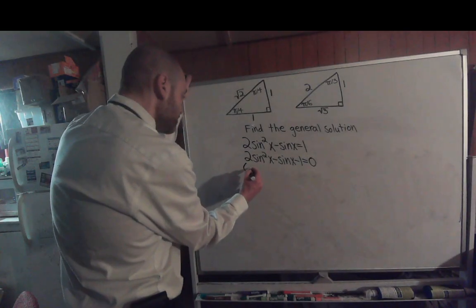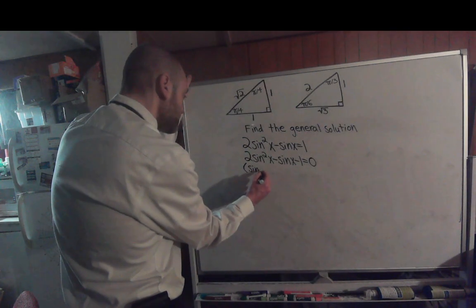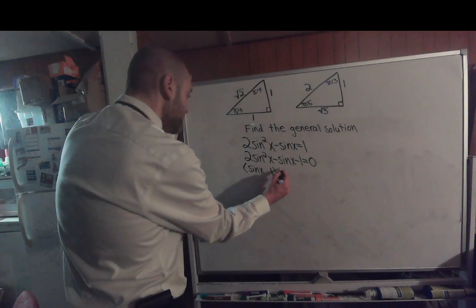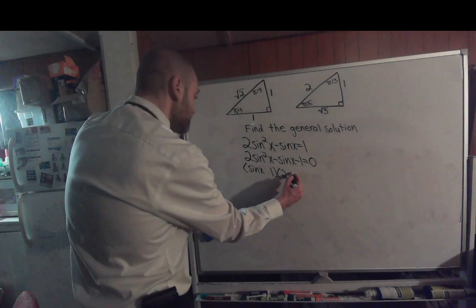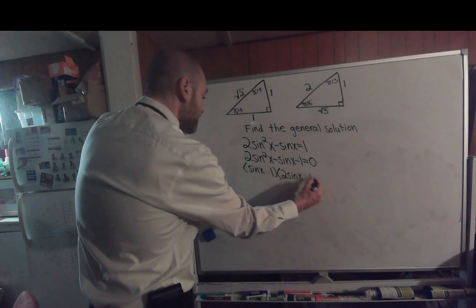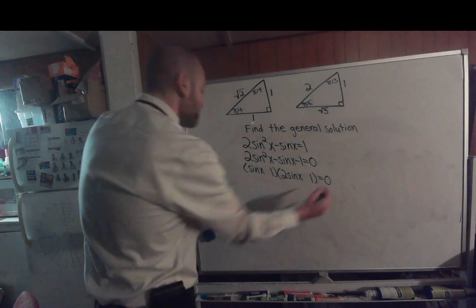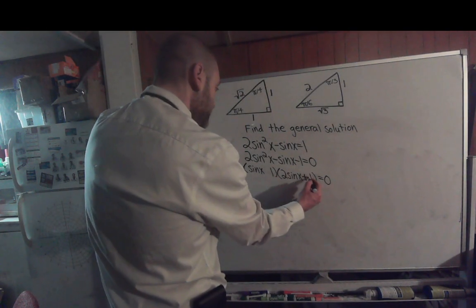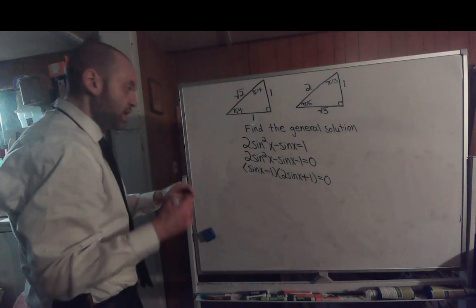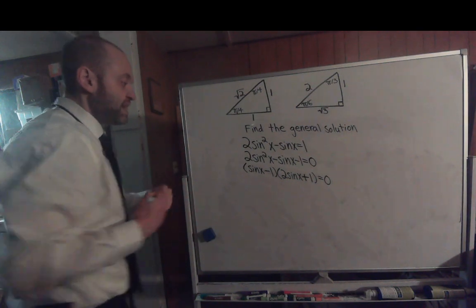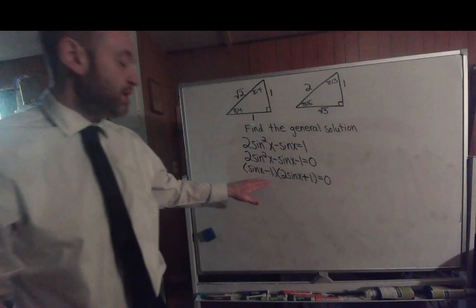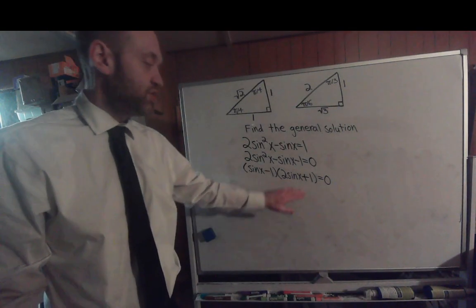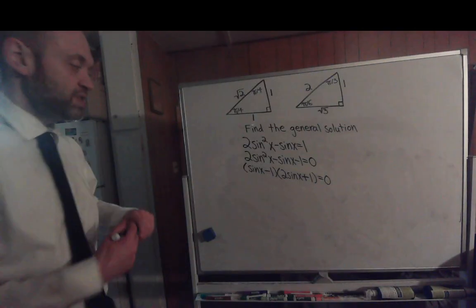So we can do sine of x with a factor of 1, and then a 2 sine of x with a factor of 1 equal to 0. So let's see, this should be plus 1, that should be minus 1. All right, so we should break this down into factors of the sine of x minus 1 times the quantity of 2 sine of x plus 1 equals 0.